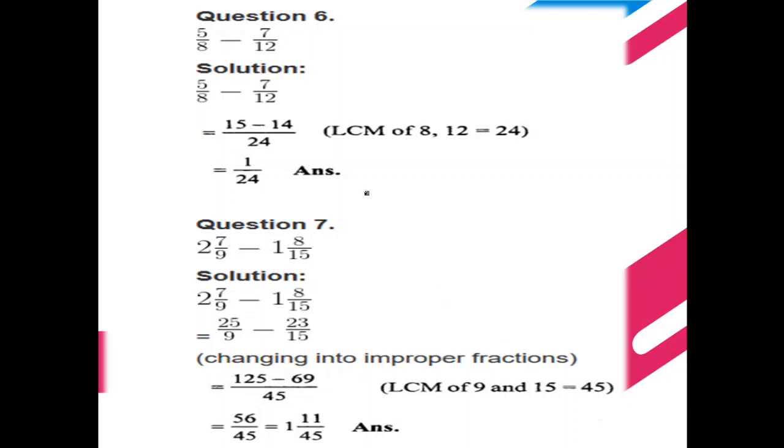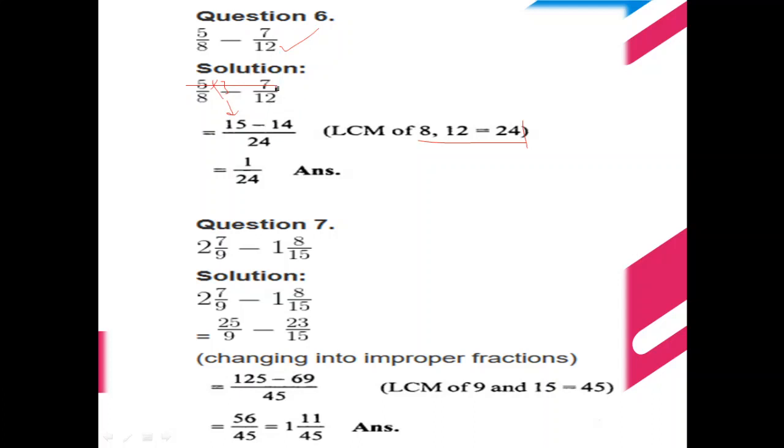Now next question, 5 upon 8 minus 7 upon 12. So here these are unlike fractions, so we take the LCM of the denominators. LCM of 8 and 12 is equal to 24. Then we calculate: 8 divides into 24, we are getting 3, and 3 will multiply by 5. So we are getting 15.